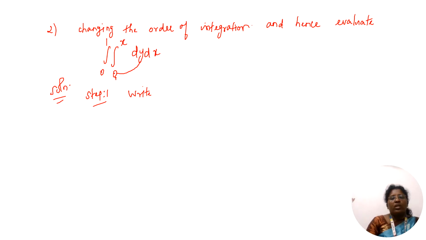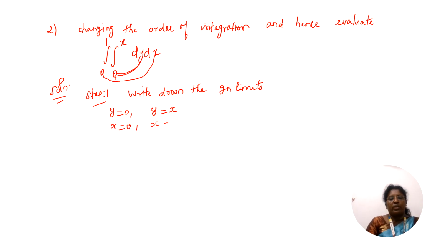What are the given limits here? The inner integral is with respect to y, so write down the given limits. In step 1, we'll write the given limits. So this is the y limit: y is equal to 0 and y is equal to x. Then the outer integral is x only, so the outer integral limits are x limits. So we'll take this as x equal to 0 and x equal to 1.